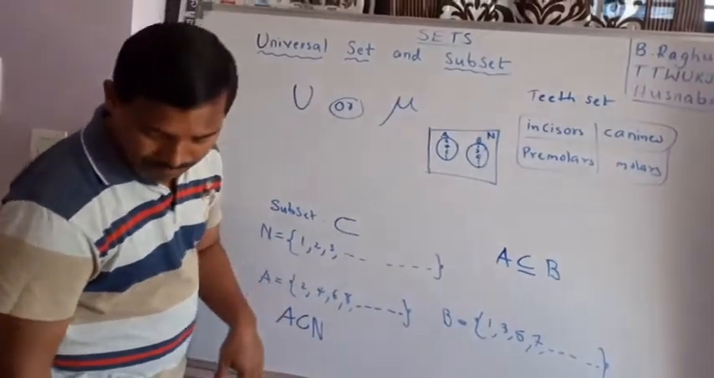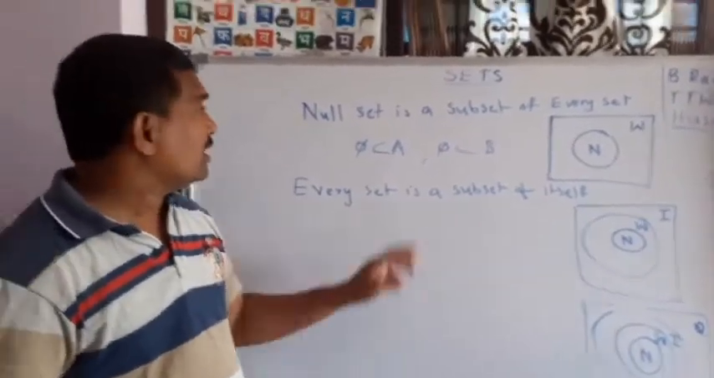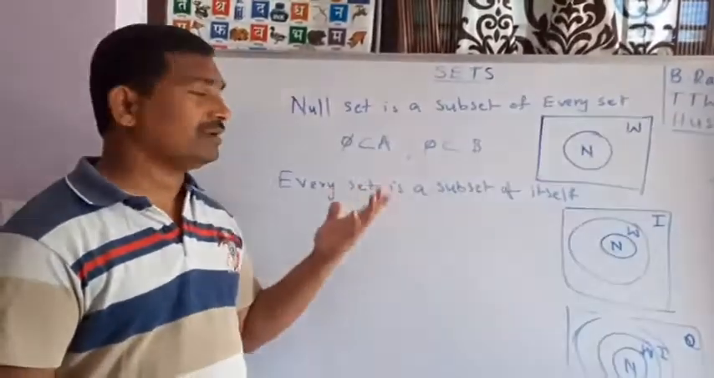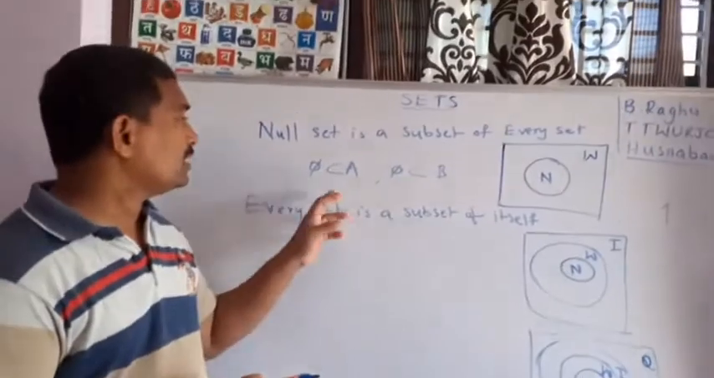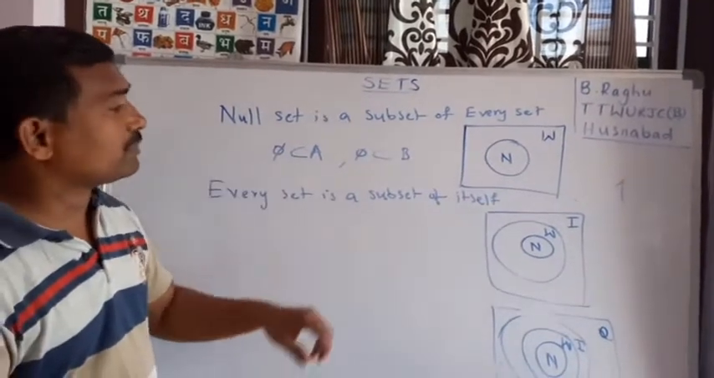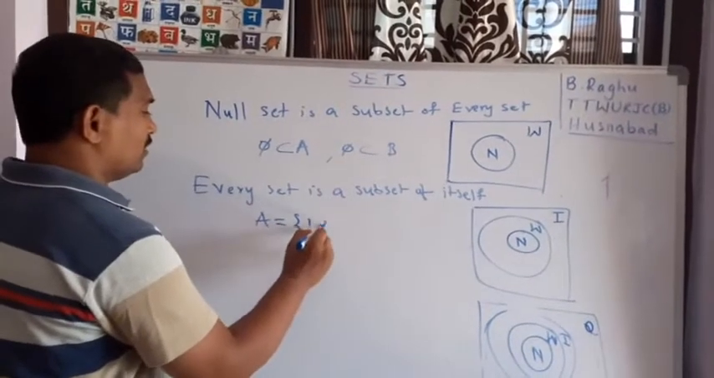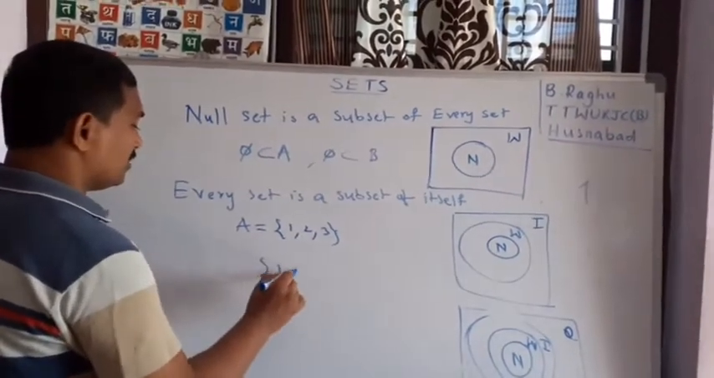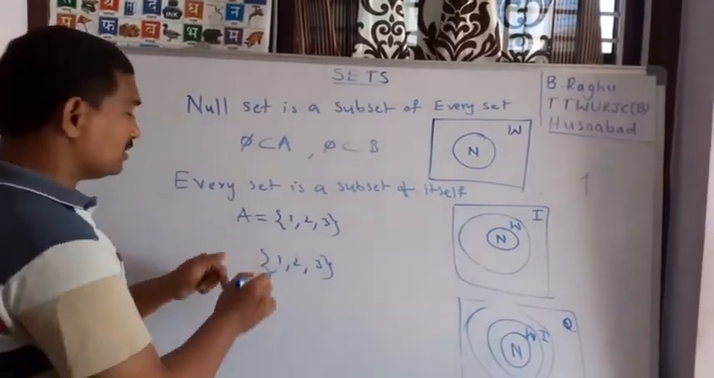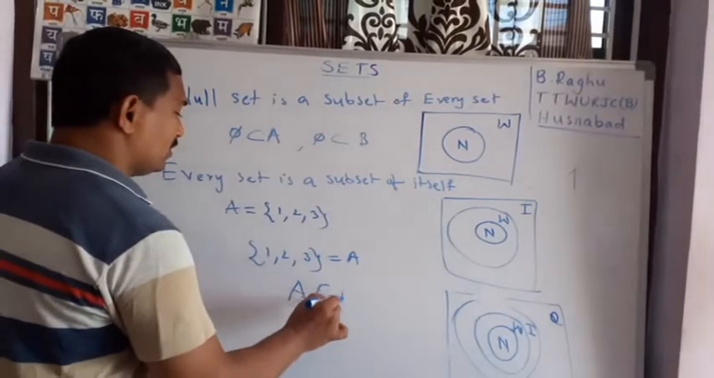Okay, let us see some examples. Null set is a subset of every set. Null set means that set does not contain any element. So null set is a subset of every set. And one more: every set is a subset of itself. That means if you take A as {1, 2, 3} and another set {1, 2, 3}, all elements of this set are present in the set A. So this is also A. So every set is a subset of itself.